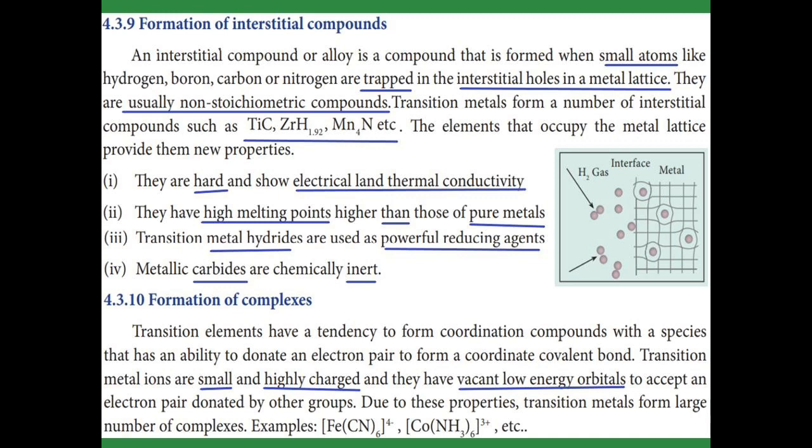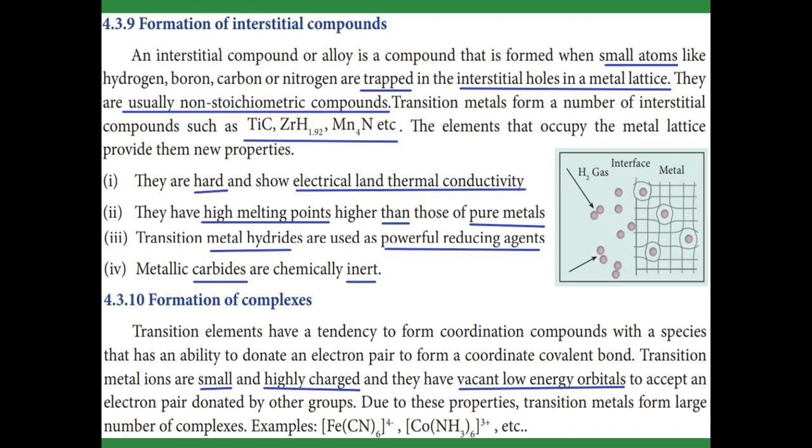proportions. See the examples: in titanium carbide, titanium and carbon are in a 1:1 ratio, titanium 1 and carbon 1. But in zirconium hydride, the zirconium proportion is 1, but the hydrogen proportion is 1.92. And in manganese nitride, the manganese proportion is 4 and the nitrogen proportion is 1. So they are in non-stoichiometric proportion.